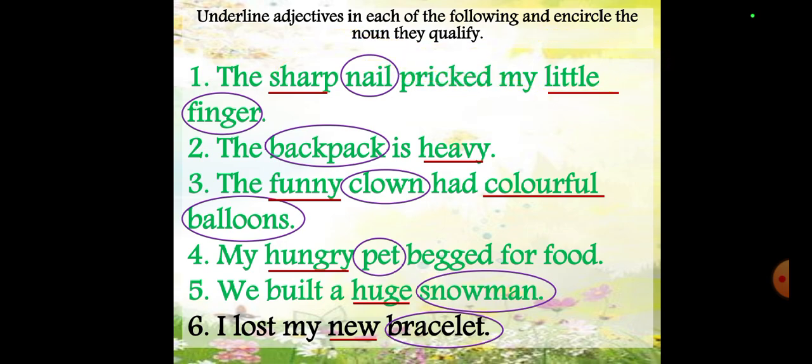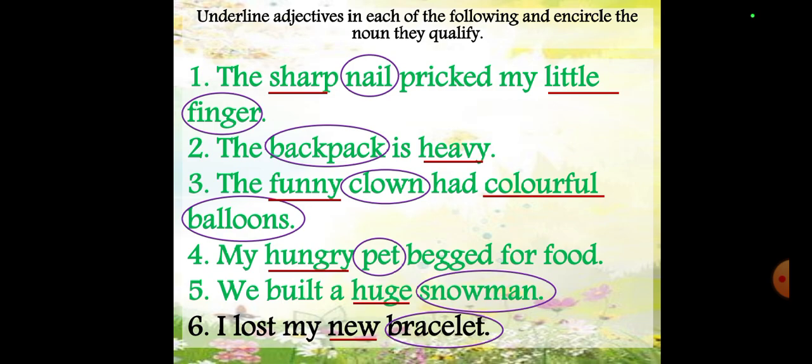We have to underline the adjective in each of the following and circle the noun it qualifies. The sharp nail pricked my little finger. Sharp tells how the nail is, and little tells which finger it was. So sharp and little are the adjectives, and nail and finger are the nouns because they are being described.